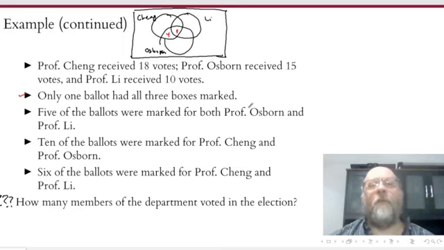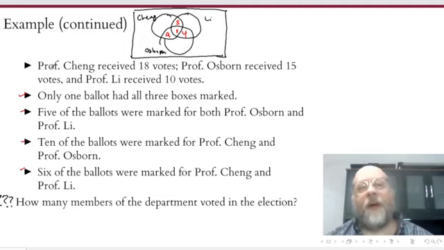And so there are 4 more ballots that are marked for just Osborne and Lee, but not Chung. And that's not Osborne and Lee. Osborne and Lee is over here. Sorry. Put it in the right place. 10 ballots were marked for Chung and Osborne. That's the spot that goes here. 9 and 1 will make 10. 6 ballots were marked for Chung and Lee. 5 and 1 make 6. And so now these pieces are taken care of.